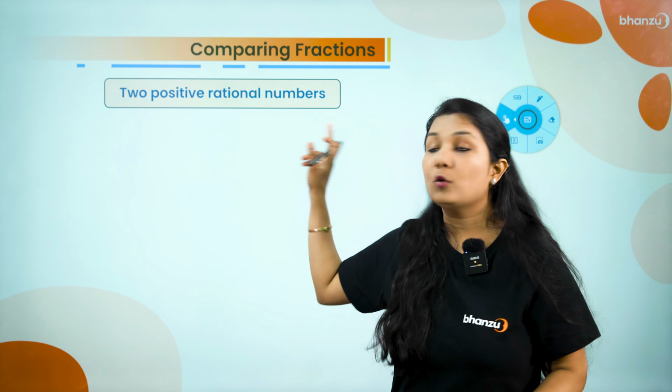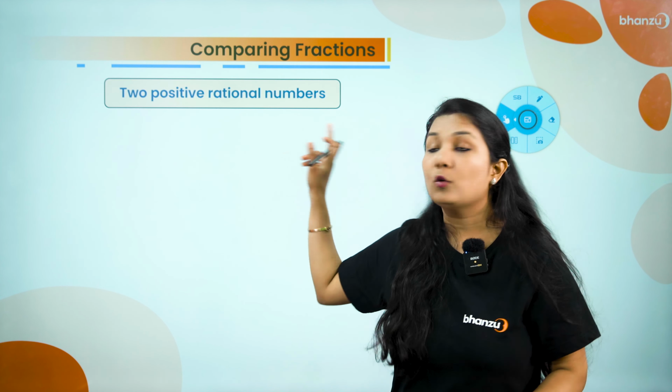Yes. So this is how we compare two positive rational numbers, which is actually the same way we used to compare fractions, whether the numerators were different, the denominators were different, or both of them were different. So the same process we follow over here, right?